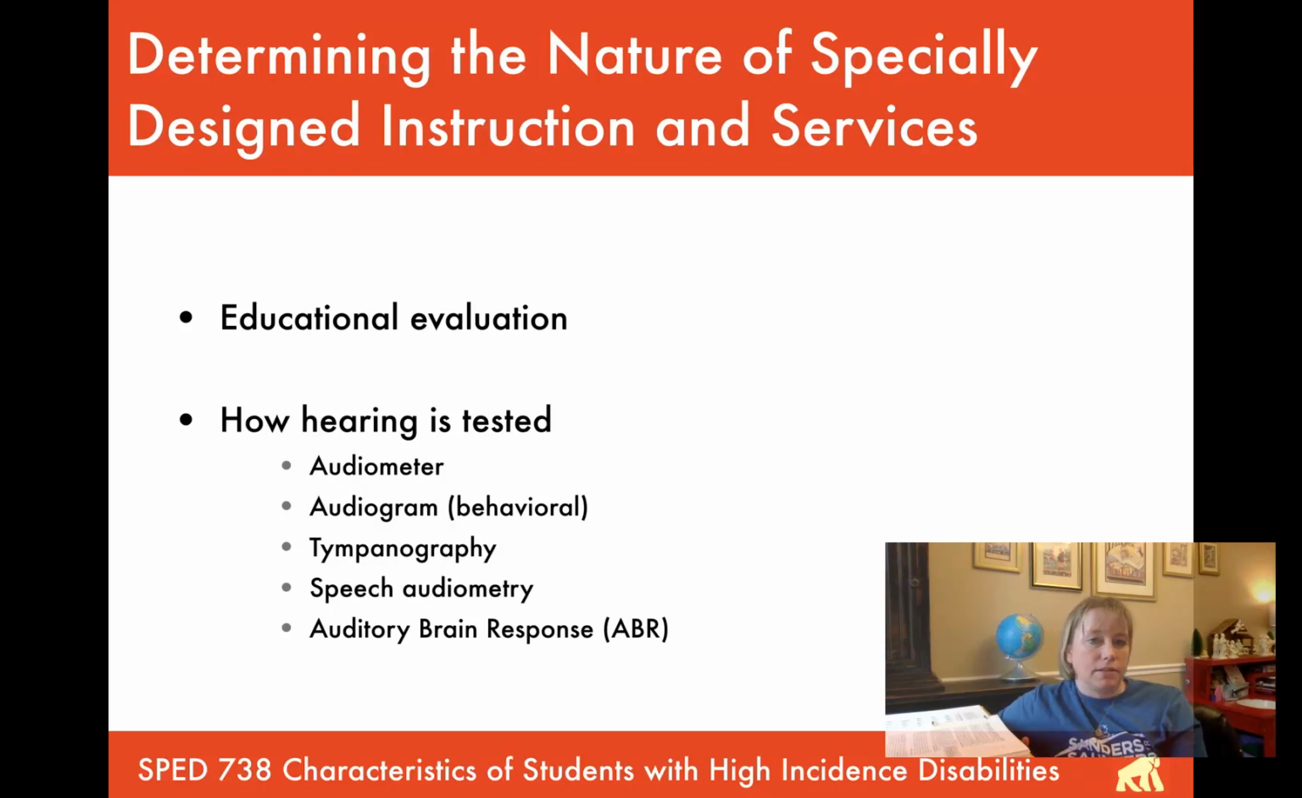Within the school, we test hearing each year, as you know, so we do that through audiometer, audiogram. Sometimes they will do a tympanography, which they're just checking the function of the ear and putting air through to see how it's working. And then a speech assessment and an audio brain response. That's something that's actually done at a hospital, not within the school. But when we look at kind of determining how to design instruction, we have to have a really clear picture of where the student's hearing is at and where their language skills are at. Those are the two important things as we talk about an educational evaluation.